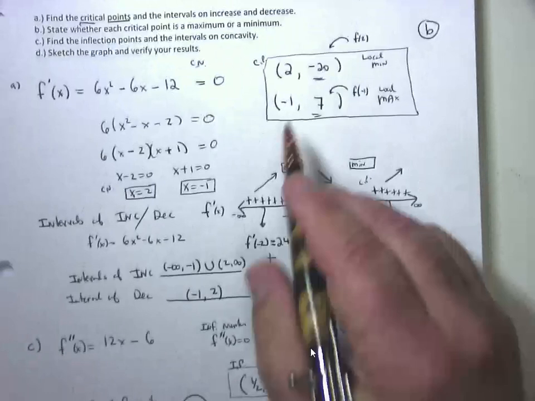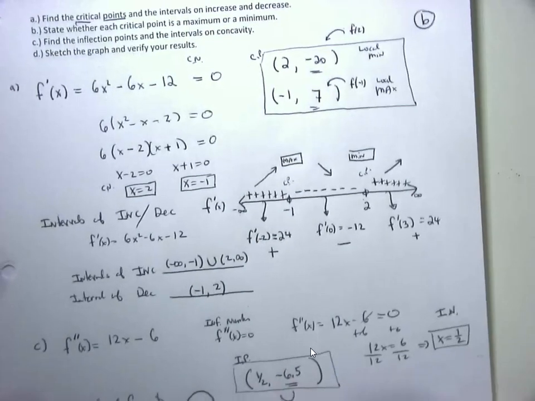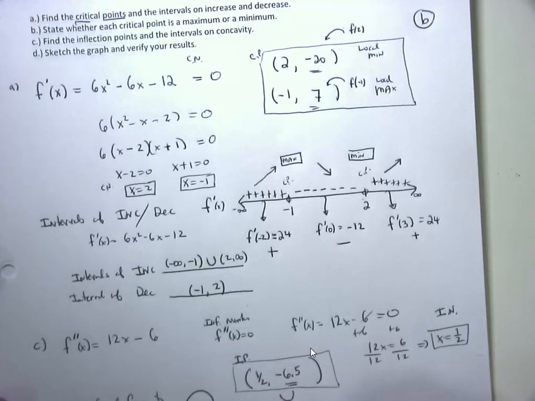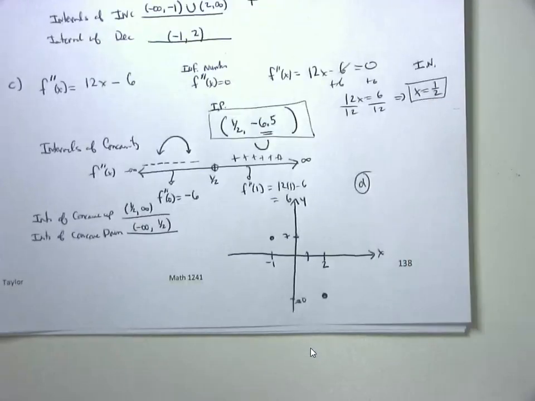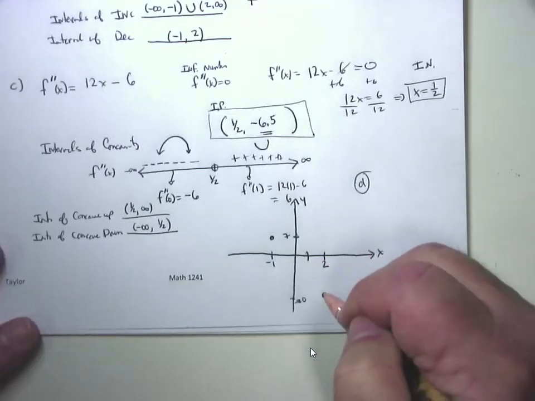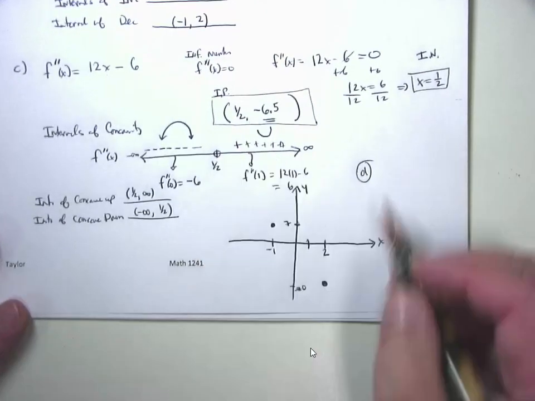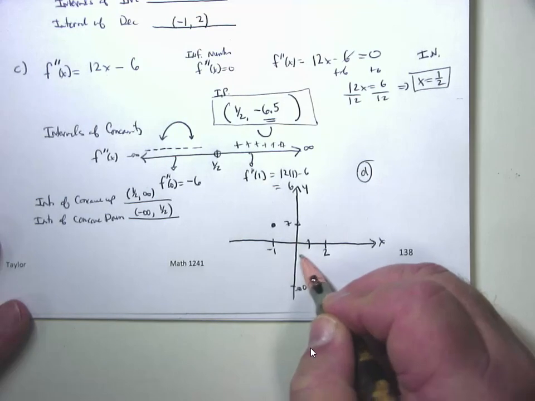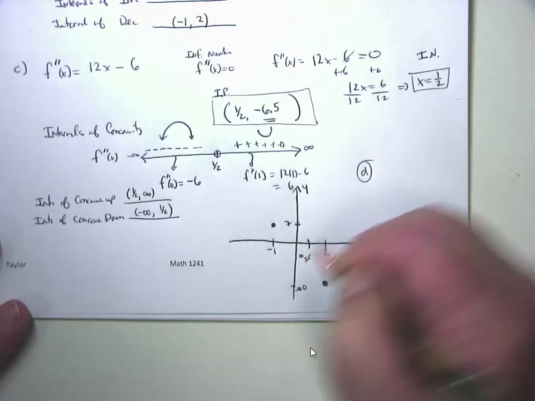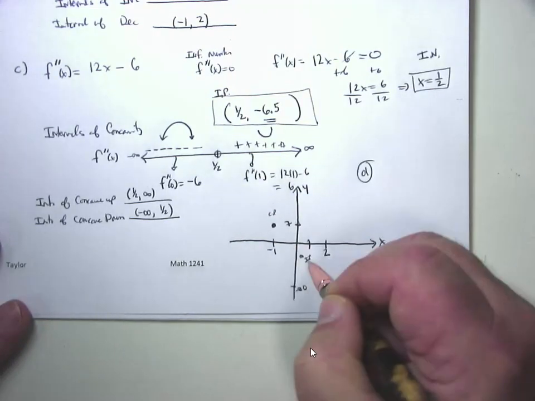The other one was negative 1, 7. So here is negative 1, 7 would be right about, I'll declare it to be there to be 7. And here's my point. So here's the point 2, negative 20, and 1, 7. And we got an inflection number of 1/2. 1/2 is right about there. Negative 6.5, which is right about there. And I'll label him as an IP. This is a CP, CP, and this is your inflection point.